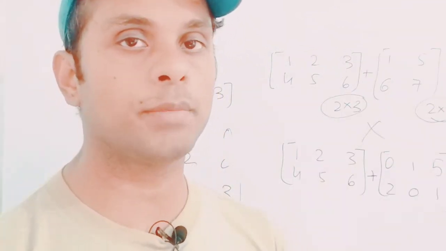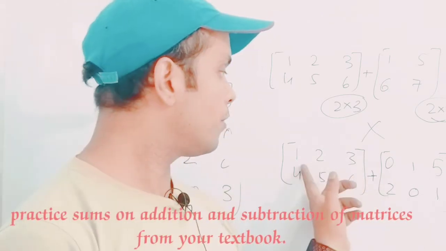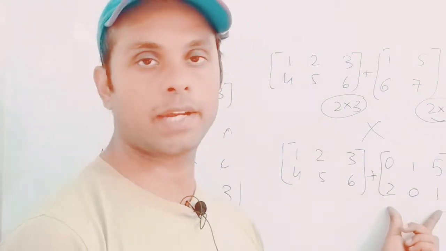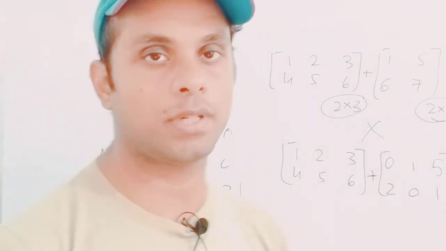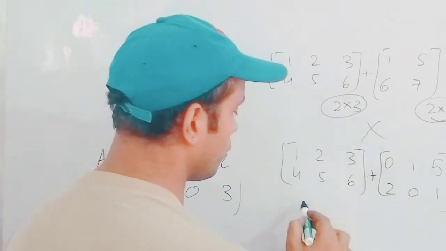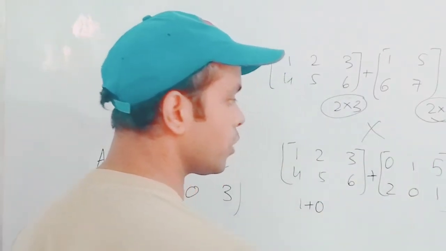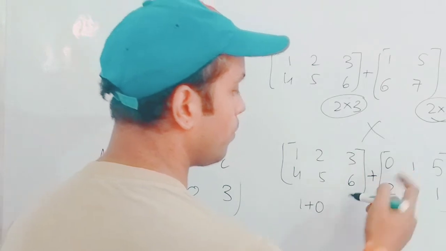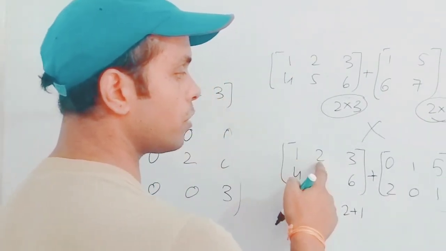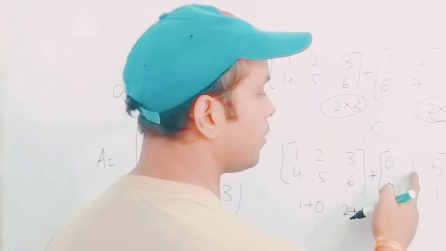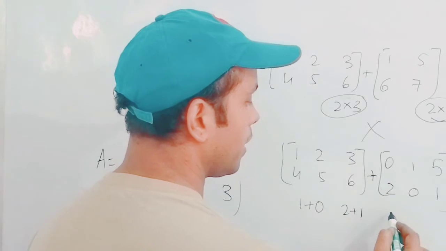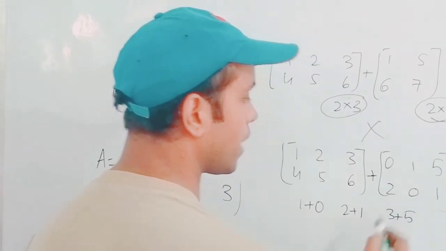What are the corresponding elements here? We add first row with first row here, and we add second row with second row, with corresponding elements. Like here 1 is the corresponding element of 0, so you write 1 plus 0. You add 2 and 1 together, as this is the second element of the first row. So you have to take the second element of the first row here also. So 2 plus 1, here 3 plus 5.